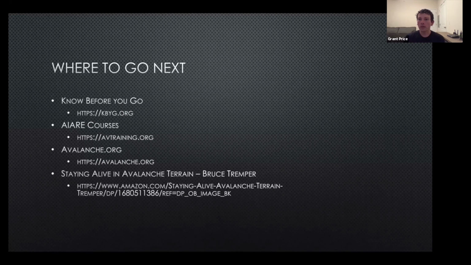Avalanche.org, this is kind of the Forest Service government avalanche website. It shows you a map of all the different forecasting centers in the US. And then they have a ton of resources on there. One of the things that I quite frequently use is their avalanche encyclopedia. So if there's a snow term you're not familiar with, you can look it up on there. And then this is the link to Bruce Tremper's new edition of Staying Alive in Avalanche Terrain there.